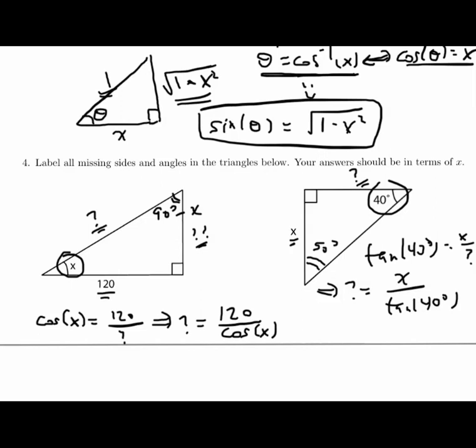And I could do something similar to find the hypotenuse, just starting off with a different trig equation. So these two problems are very similar. The only thing that's different from these and previous problems is that we're actually using variables in our labels, but the work we're doing is exactly the same.